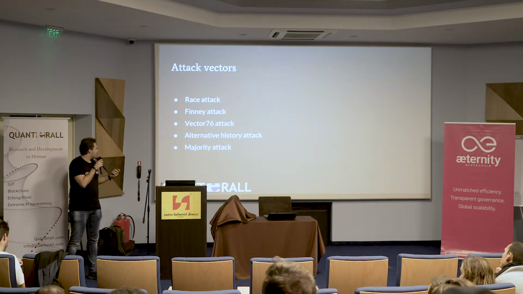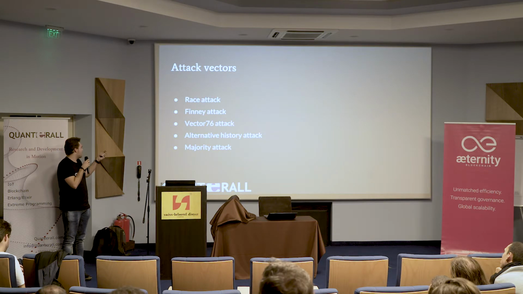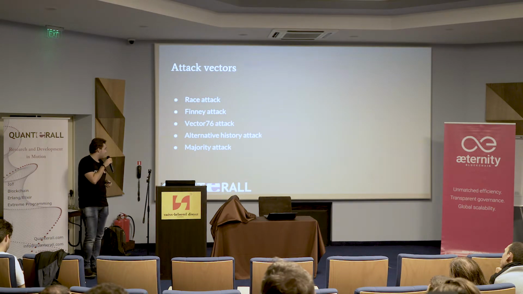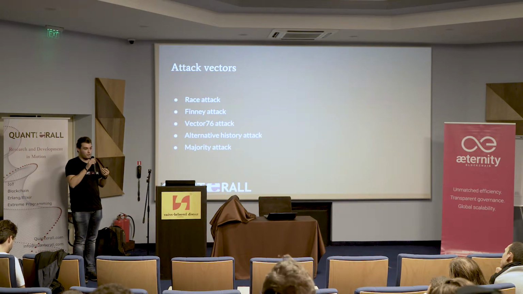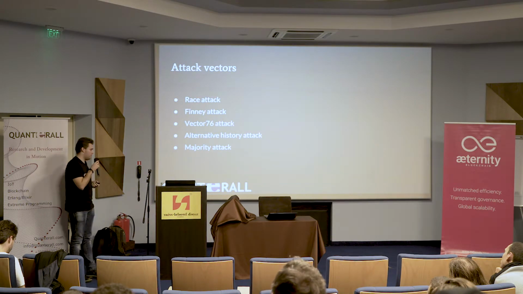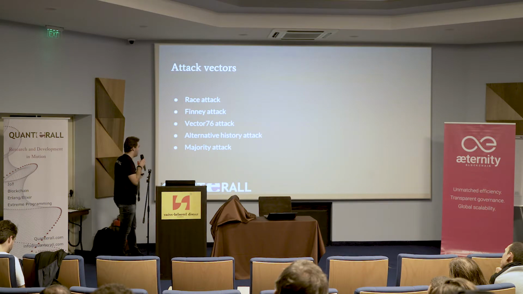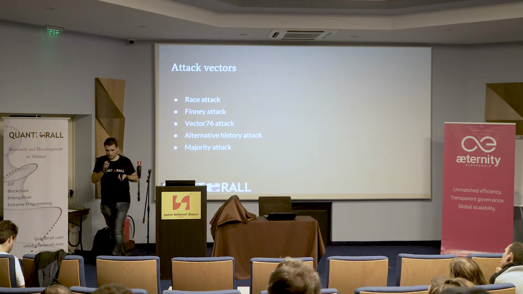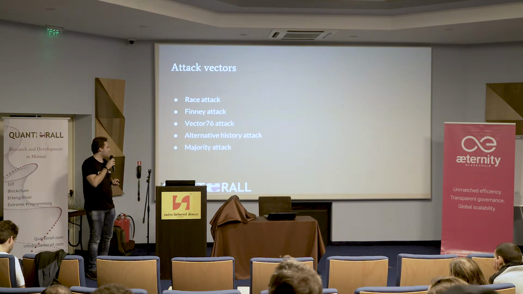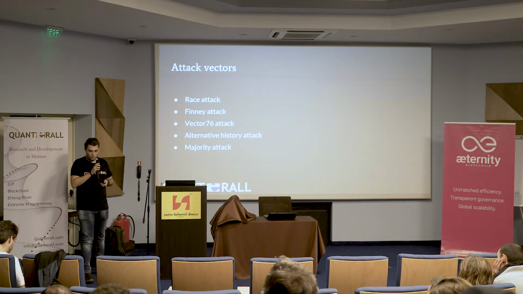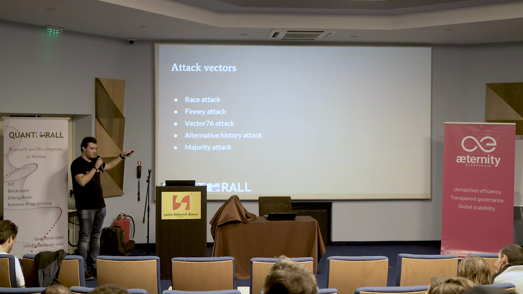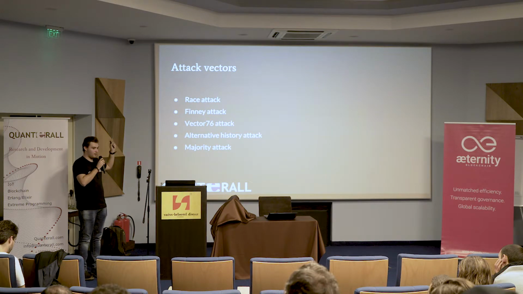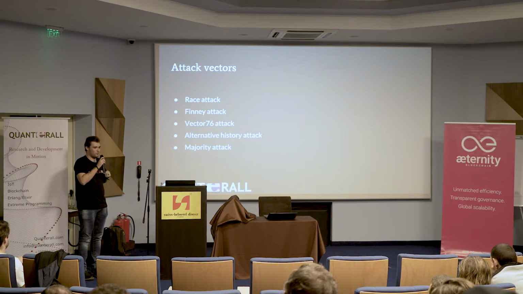The next attack is Vector76, which is a mix of the race and the Finney attack. More interesting is the alternative history attack. This attack can happen even if the merchant does not accept the transactions before it's confirmed. But this is an attack with very low probability because you have to outmine the other mining nodes. You should fork the whole chain. You should make your fork and outmine the other chain, which is nearly impossible.